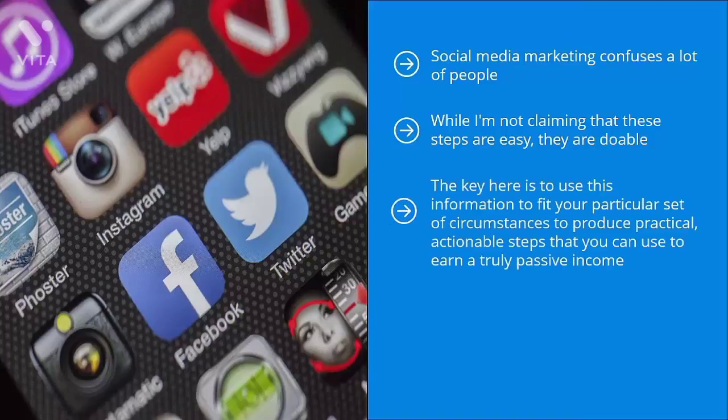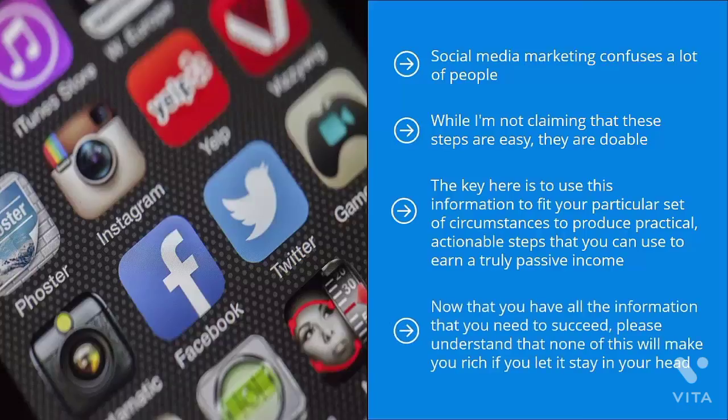The key here is to use this information to fit your particular set of circumstances, to produce practical, actionable steps that you can use to earn a truly passive income. Don't move one step ahead until you've mastered the previous step. Now that you have all the information that you need to succeed, please understand that none of this will make you rich if you let it stay in your head. Not in a million years.